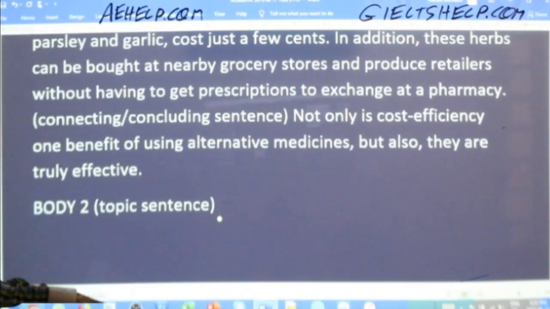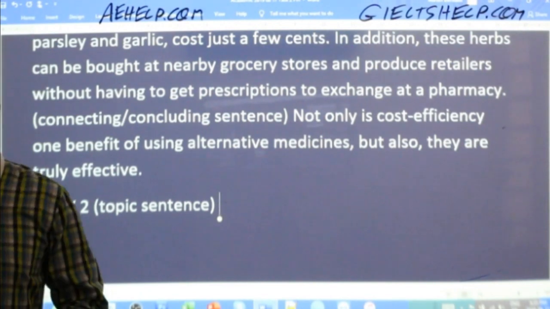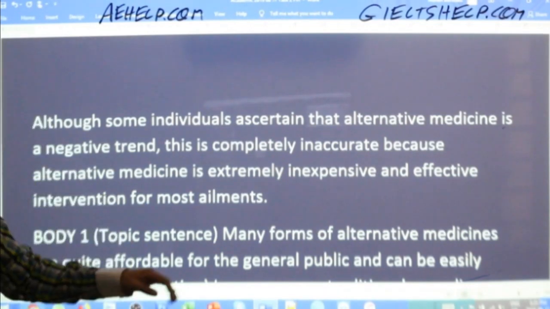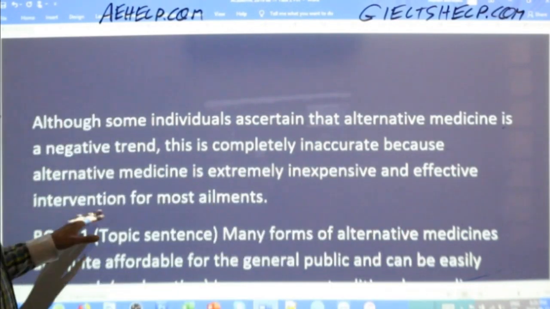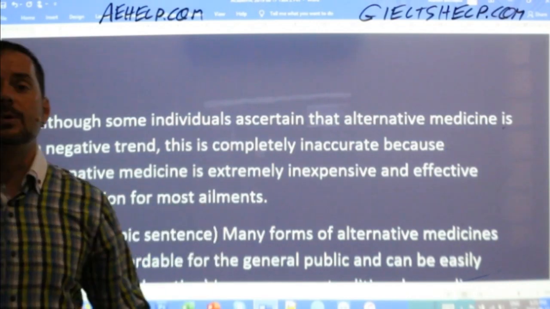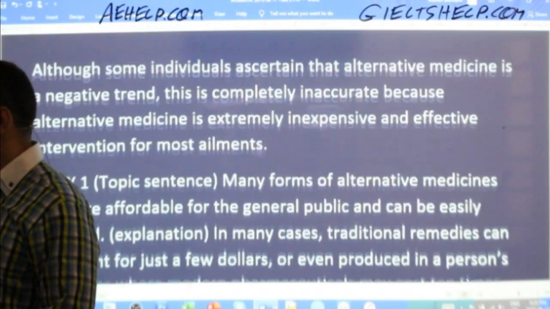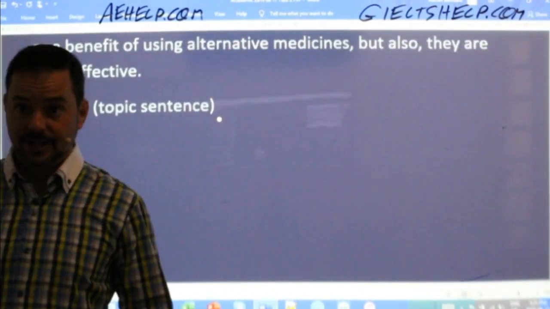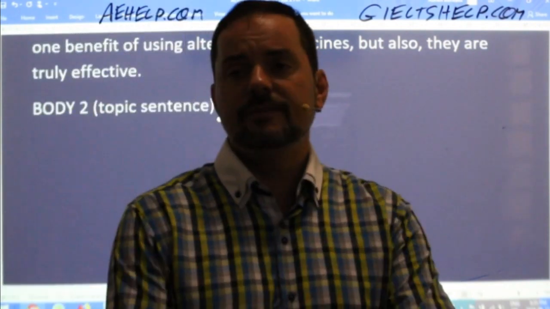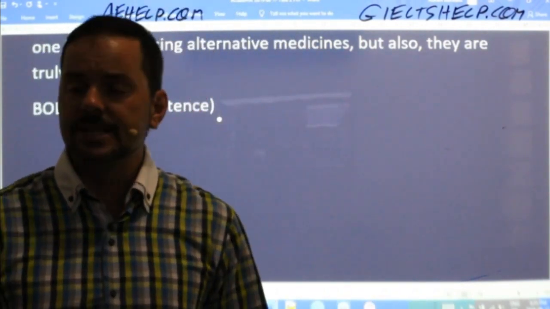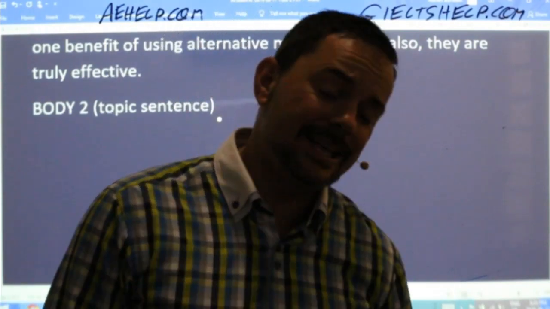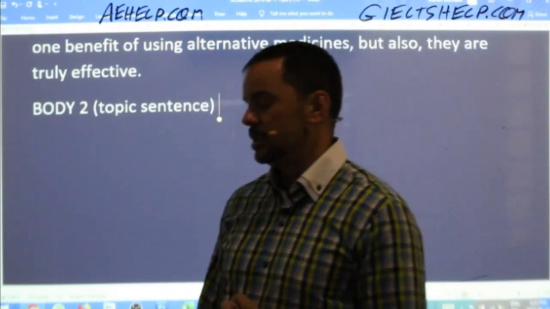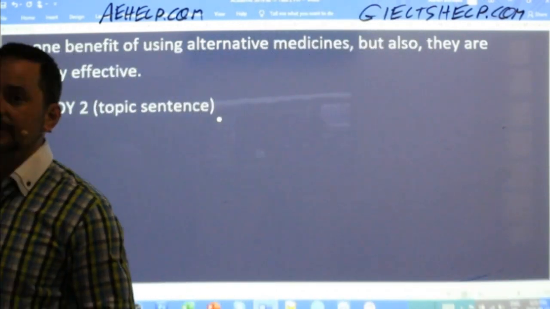So now I'm looking for the topic sentence of body paragraph 2, and of course, looking at the thesis, effective intervention for most ailments, we know that this has to be about the utility of traditional medicines in curing illness. Okay, so give me a sentence that paraphrases that concept and hopefully gives me a little bit more detail and more definition to this idea. All right.